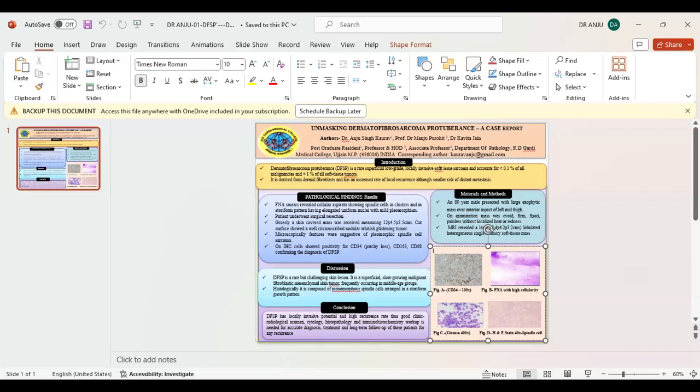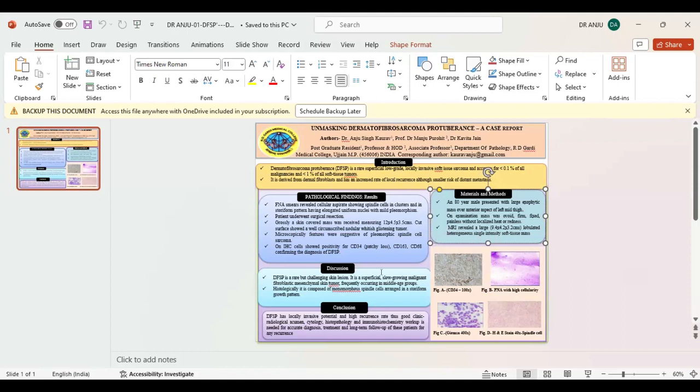So material and method is in this condition, dermatofibrosarcoma protuberans. It includes a case of an 80-year-old male presented with a large exophytic mass over the anterior aspect of the left mid thigh. On examination, the mass was ovoid and firm, fixed, without localization and heat and redness. MRI revealed a large 9.4 x 4.2 x 3.2 centimeter lobulated heterogeneous signal intensity soft tissue mass.